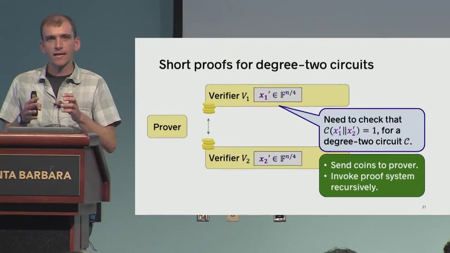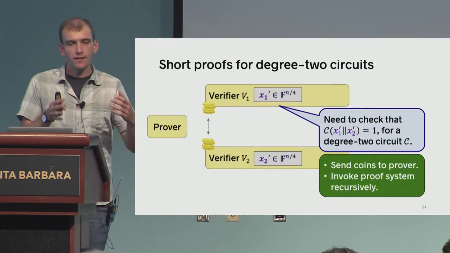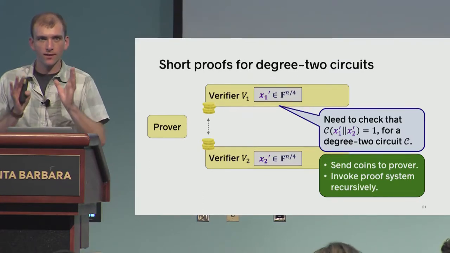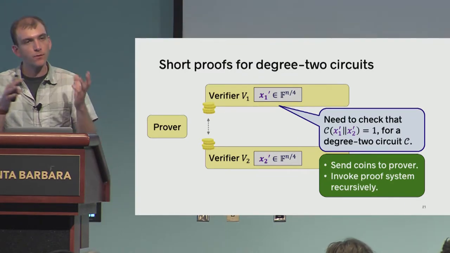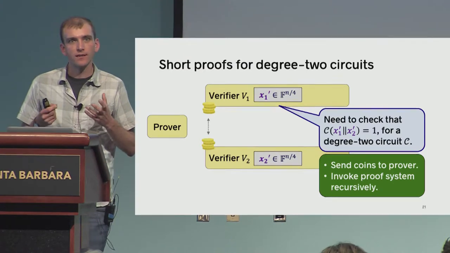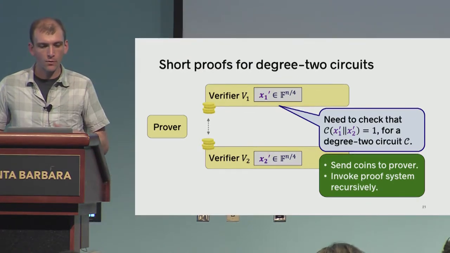So the verifiers send the coins that they use to sample this random mapping to the prover, and then the prover convinces the verifiers that they would have accepted had they actually computed this circuit on their inputs. So in this way, when your language has structure like this, you can use this interactive trick to reduce the size of the proofs. So after logarithmically many rounds, the verifiers will accept or reject.